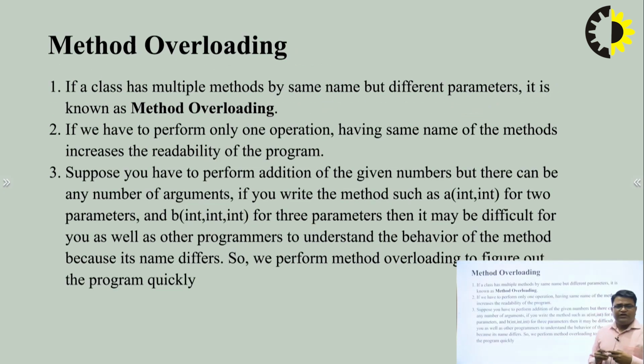This is method overloading, which is also static polymorphism. If a class has multiple methods with the same name but different parameters, it is known as method overloading. If we perform only one operation with methods having the same name, it increases the readability of the program. For example, suppose you perform addition of given numbers, but there can be any number of arguments. If you write methods such that one method has two parameters of type int, and the second method has the same name but three parameters of type integer.